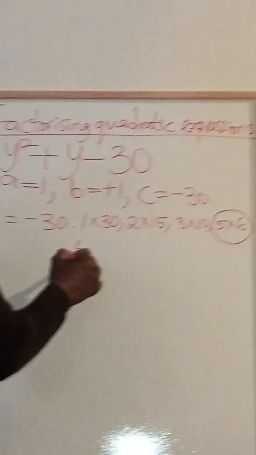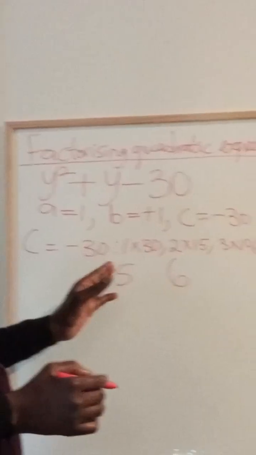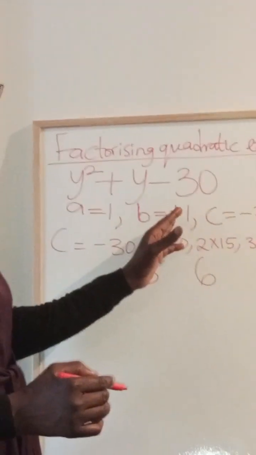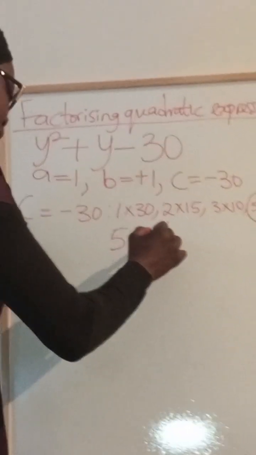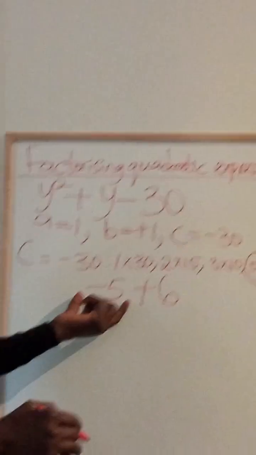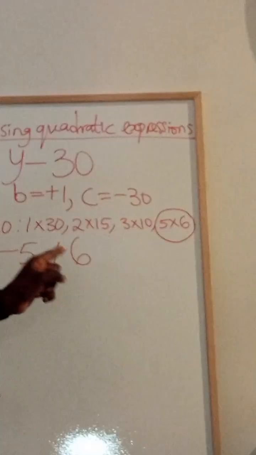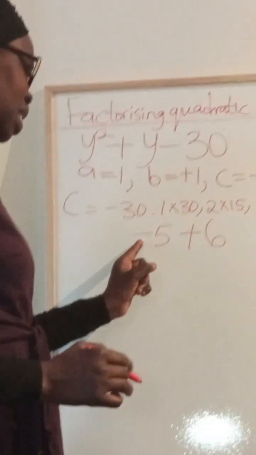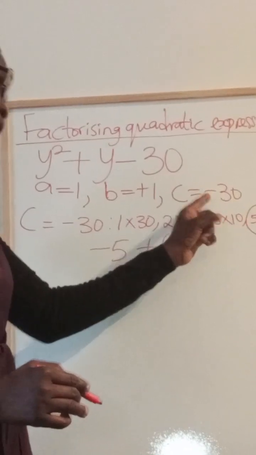So let's write out 5 and 6. How can 5 and 6 give us positive 1? It will work out if we have positive 6 minus 5. Taking away 5 from 6, the result will be plus 1. And the product of the two gives minus 30, because negative multiplied by positive gives us negative sign.